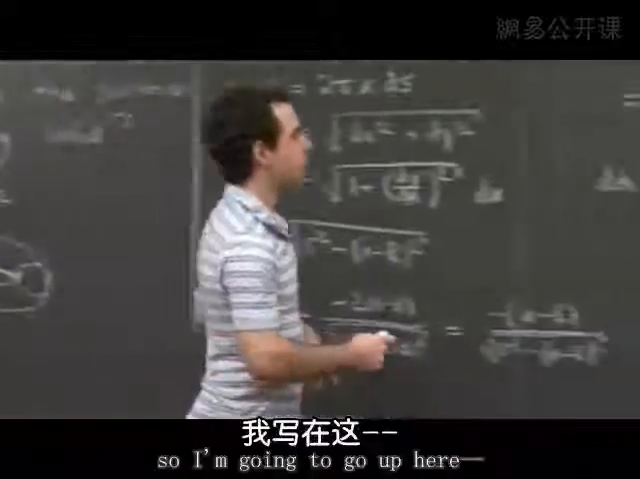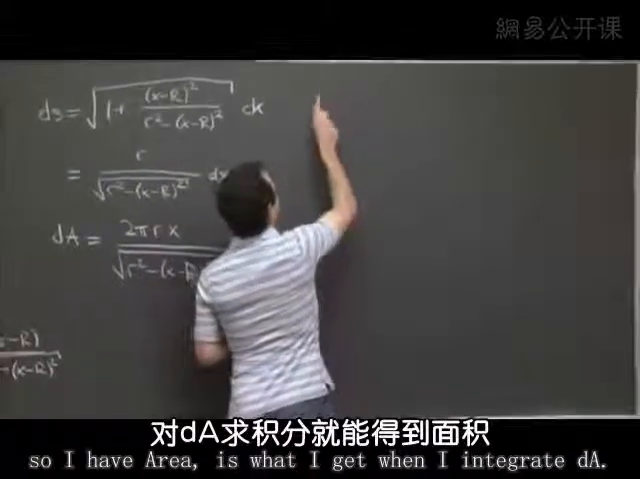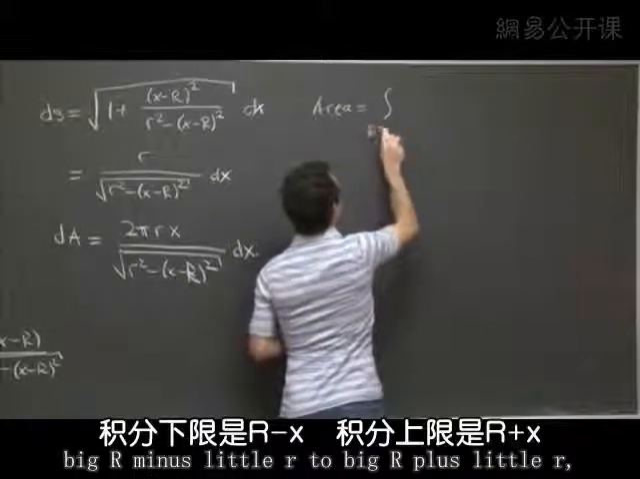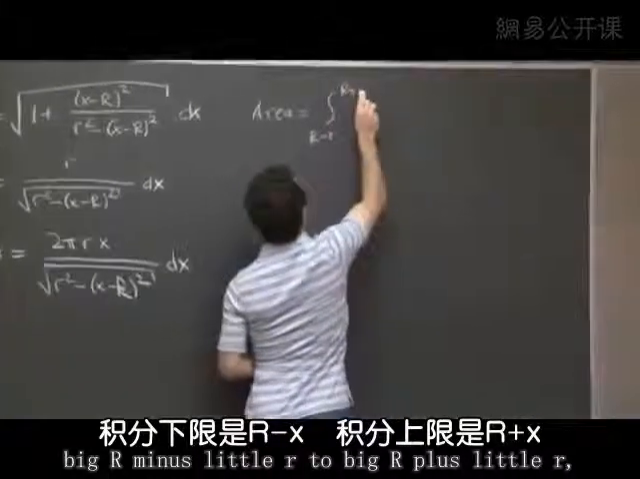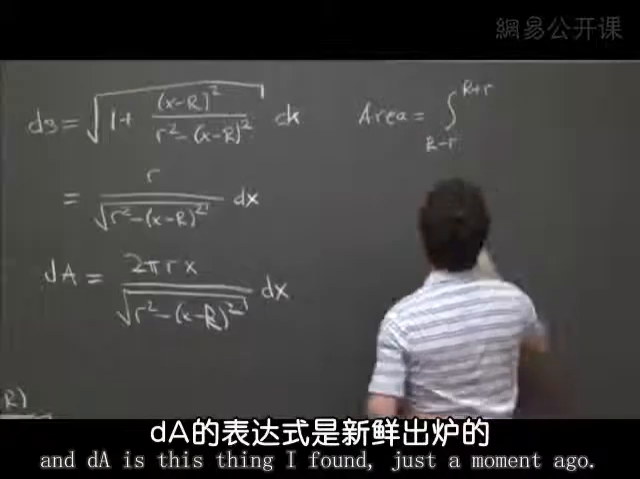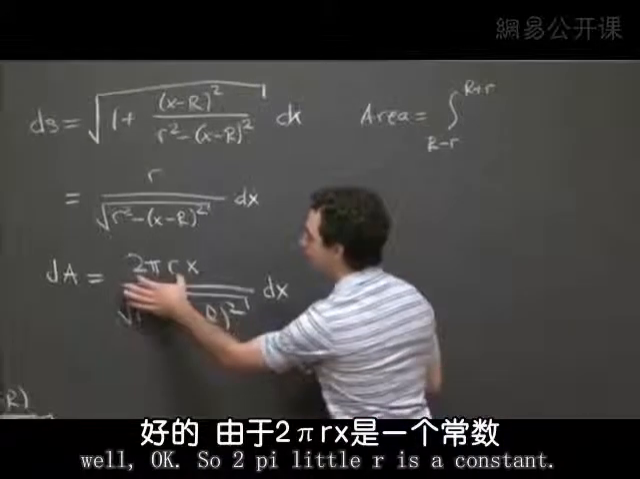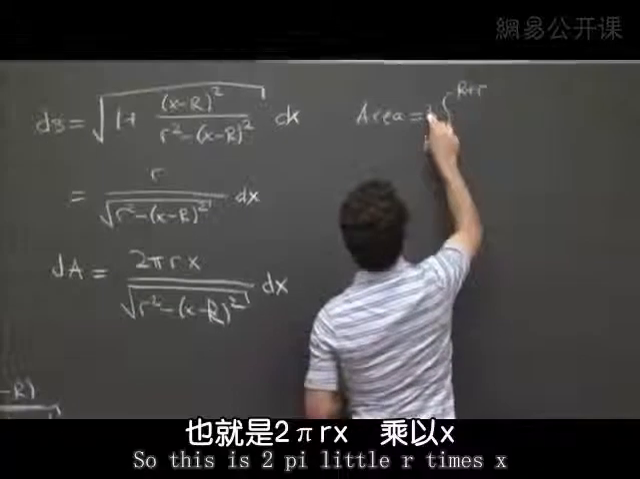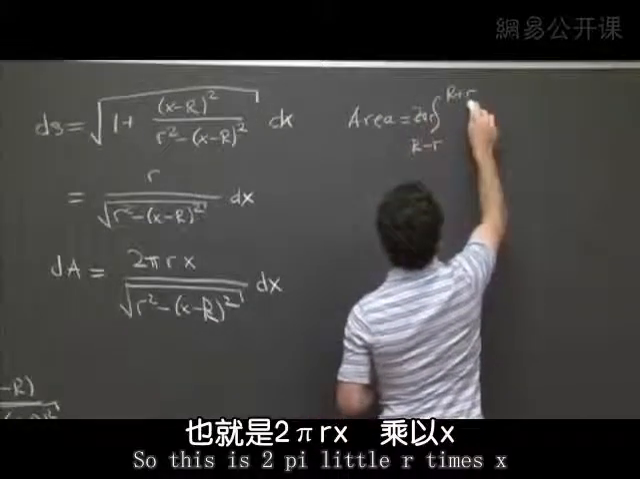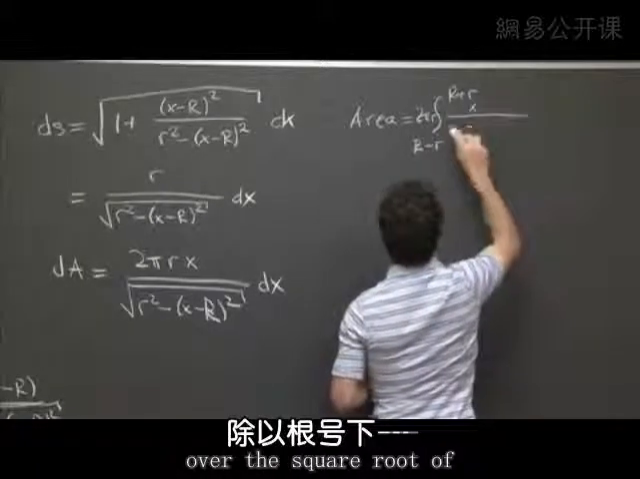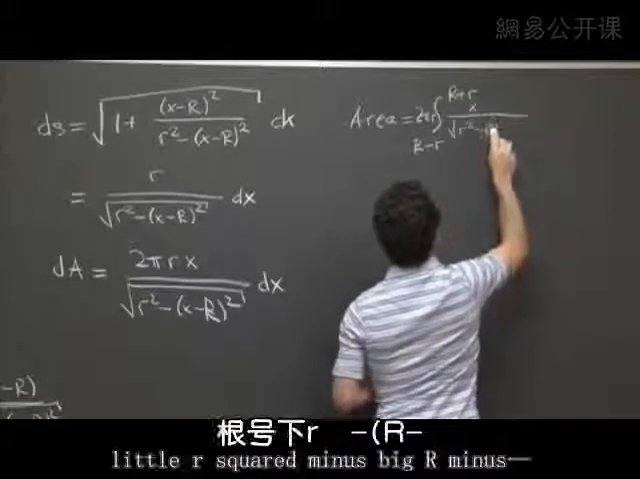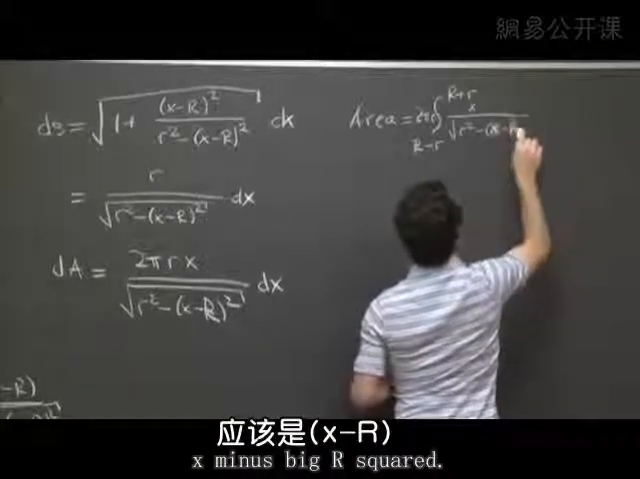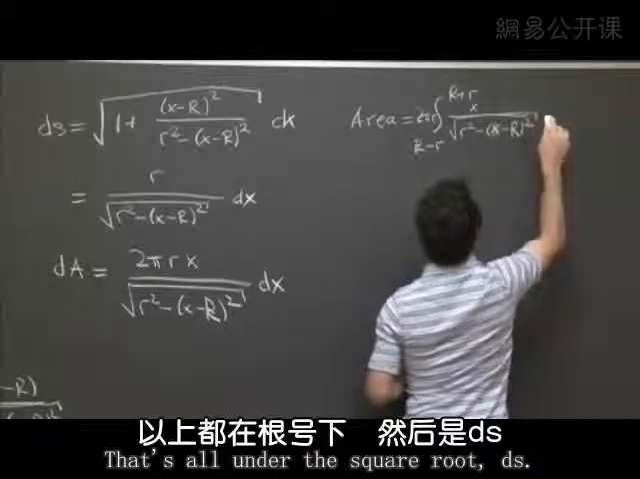So the bounds, so I'm going to go up here. So I have area is what I get when I integrate dA, and I want to integrate it from x equals big R minus little r to big R plus little r. And dA is this thing I found just a moment ago. So this is, well, OK, so 2 pi little r is a constant. I'm just going to factor that out in front. So this is 2 pi little r times x over the square root of little r squared minus (x minus big R) squared, that's all under the square root, dx.